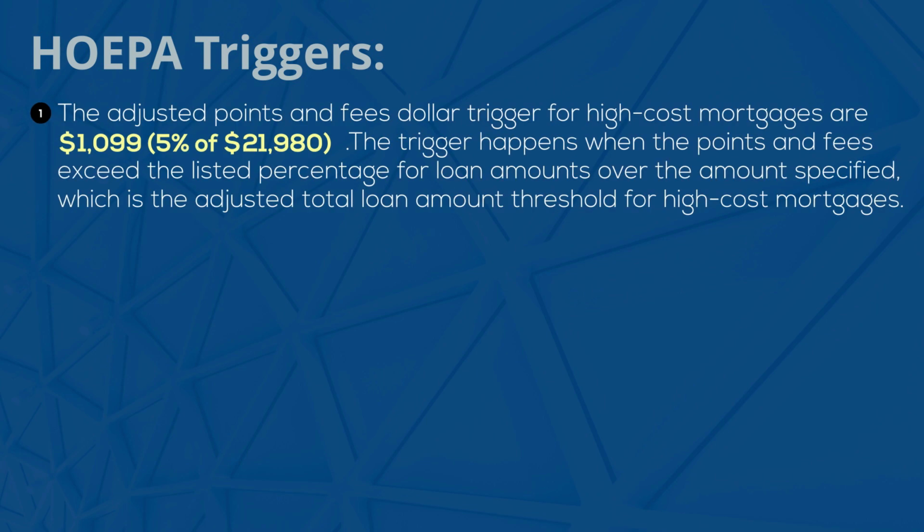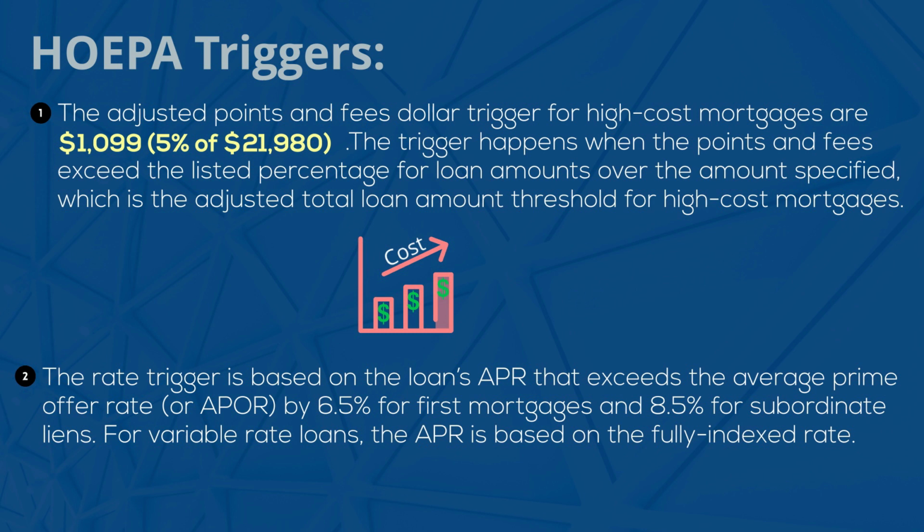The adjusted points and fees dollar trigger for high-cost mortgages are listed on the screen. The trigger happens when the points and fees exceed the listed percentage for loan amounts over the amount specified, which is the adjusted total loan amount threshold for high-cost mortgages. The rate trigger is based on the loan's APR that exceeds the average prime offer rate, or APOR, by 6.5% for first mortgages and 8.5% for subordinate liens. For variable rate loans, the APR is based on the fully indexed rate.